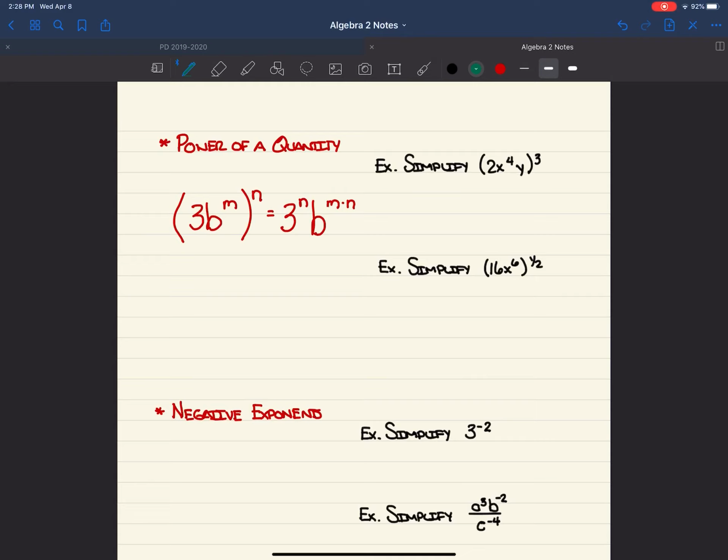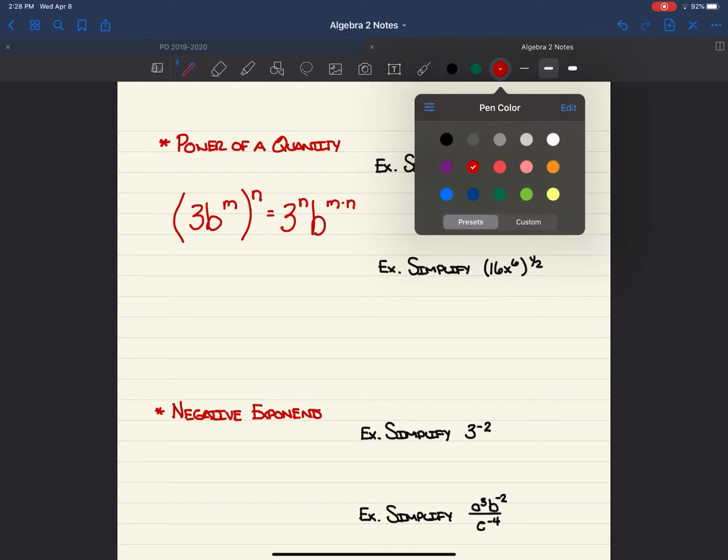So we're going to do two examples over here to the right. If I start with this first example, you'll notice it says simplify the quantity 2x to the fourth y, all raised to the power of 3. So if I simplify this, that means I'm going to have to take my coefficient of 2, raise it to the third. Then I have x to the fourth, and I've got to raise it to the third. So if I have a power to a power, I'm going to multiply it. I'm going to say 4 times 3 is 12.